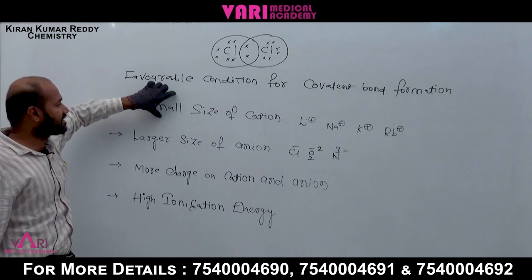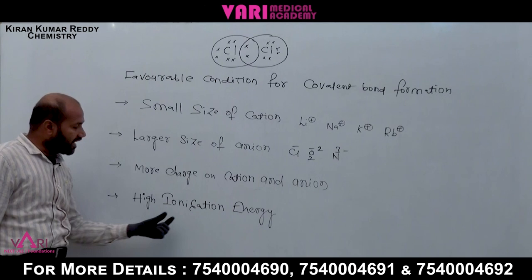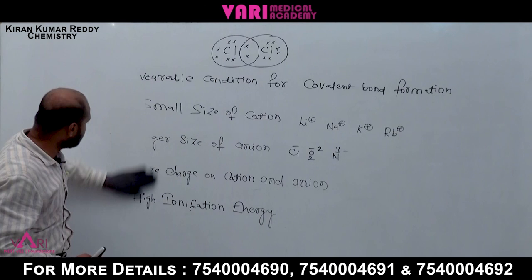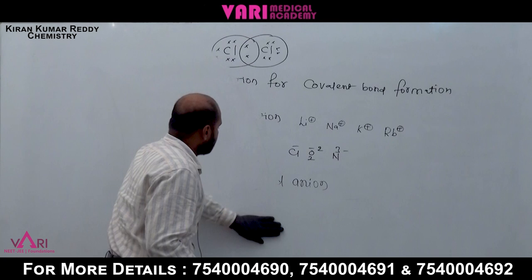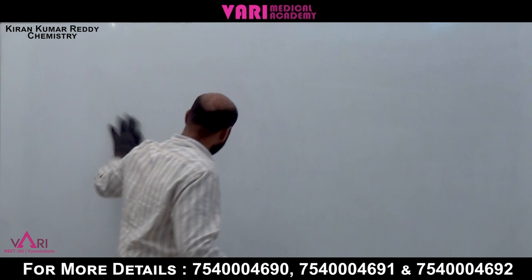These are the favorable conditions you have to remember. One is the smaller size of the cation. Next one is larger size of anion. Next one, more charge on cation and anion. Next one is high ionization energy. Next one is, what are the properties? Already we discussed ionic bond properties. Properties of ionic bond: ionic compounds are soluble in polar solvents. These points we discussed, the melting point, boiling point, physical state we discussed.